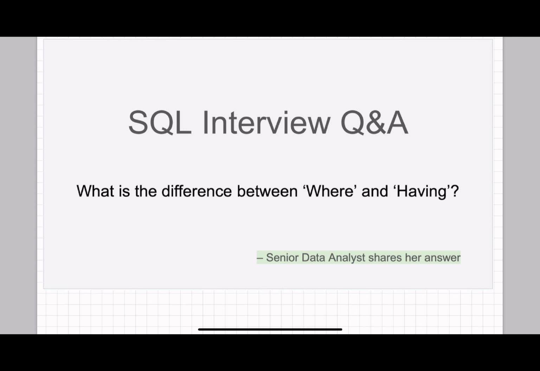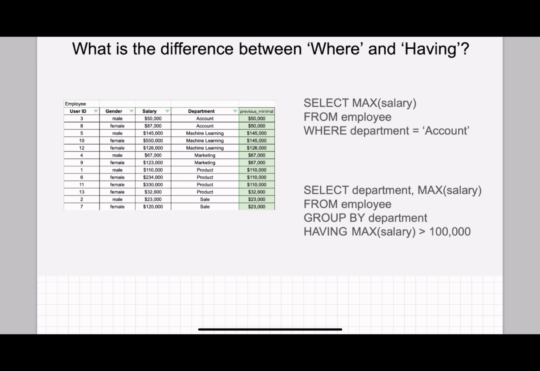So today we're gonna break it down and tell a little about my answer to it and show you the difference with query examples. Here we're going to continue using this employee table. In the table you can see we have user ID, gender, salary, department, and previous minimum, which is calculated by the earlier SQL question I made. So here we have two examples, for the WHERE clause and the HAVING clause. I'm gonna read you through and you can see how they're different.